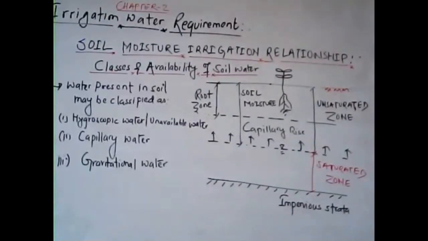The water present in the soil may be categorized as, first, hygroscopic water, also known as unavailable water. Second is capillary water, and third is gravitational water. Now we shall go through a brief discussion of these types of water present in the soil structure of the irrigation field.